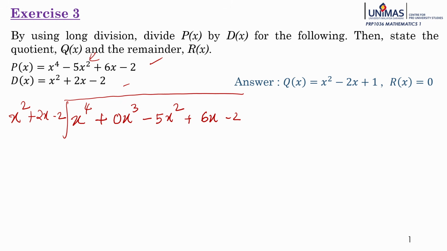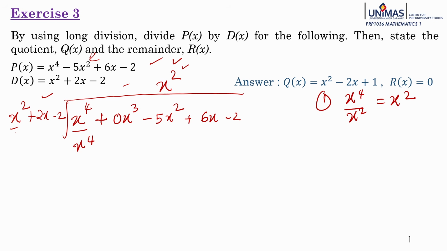First step is divide. So x to the power of 4 divided by x squared, we can get x squared. So we put here x squared. And then x squared here must multiply by this one. So x squared times x squared, we get x to the power of 4.